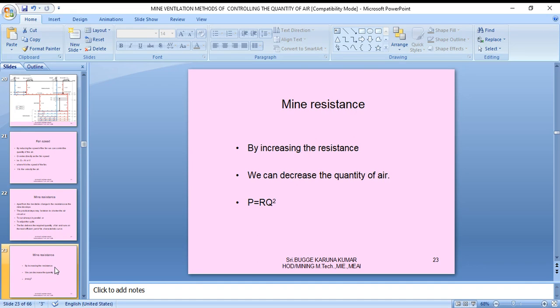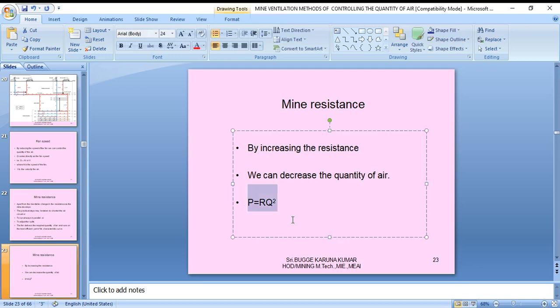So P is equal to R Q square, the standard formula. P is the pressure, R is the resistance, Q is the quantity of air. So P is equal to R Q square. This is for pressure calculation purposes. You can use this formula.